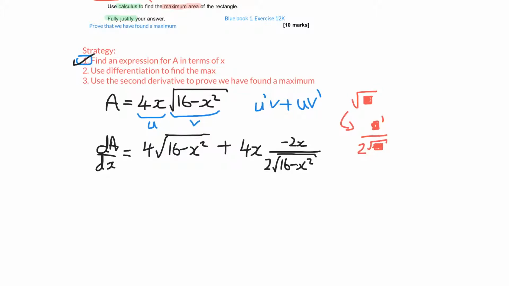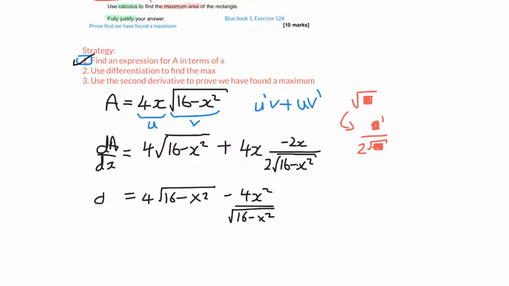So now we probably want to simplify this slightly, but also remember we're going to solve dA/dx equals 0 in a minute. So I'm not going to do too much to tidy this up. We'll keep the first term as 4 square root of 16 minus x squared. And let's just simplify this slightly. We've got a negative term now. The 2's cancel. We've got 4x squared over the square root of 16 minus x squared again.